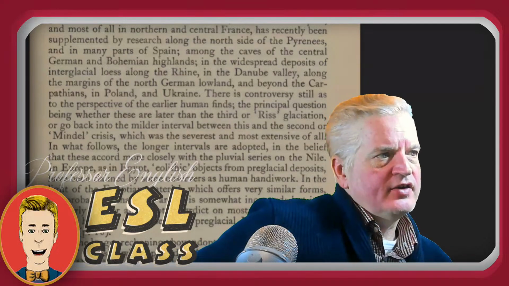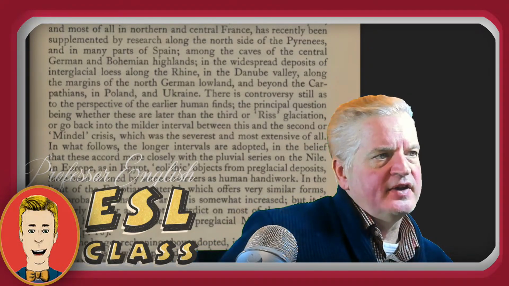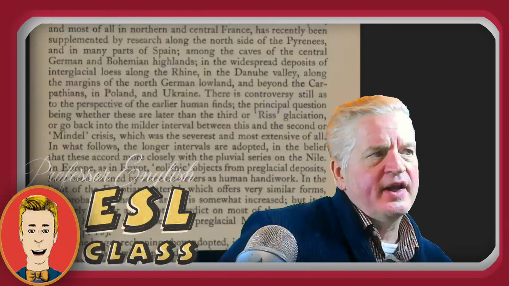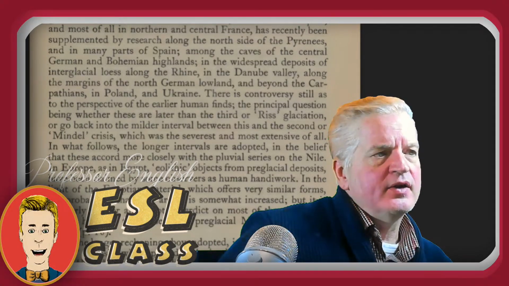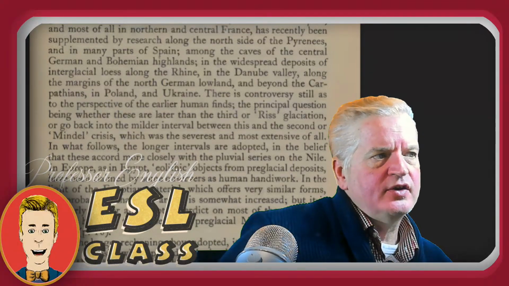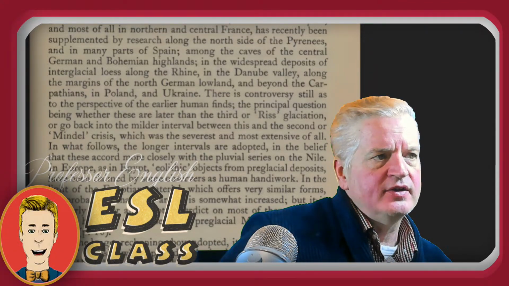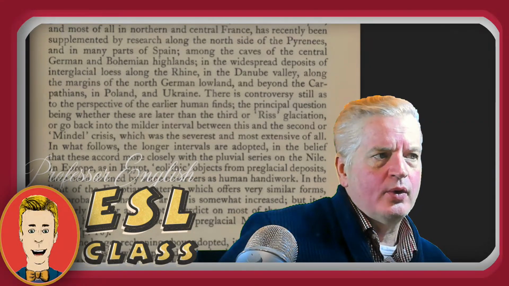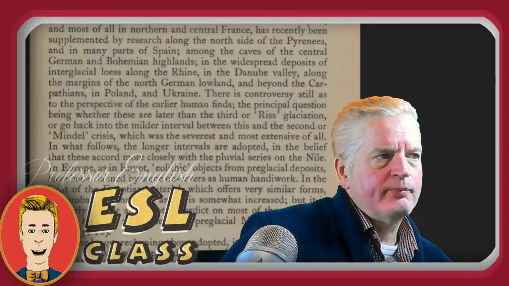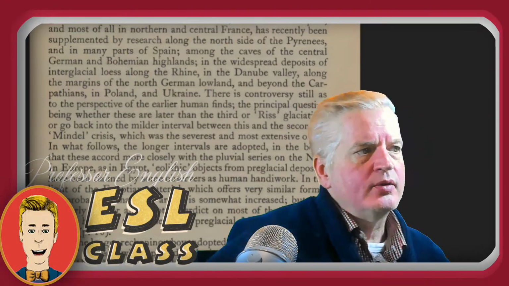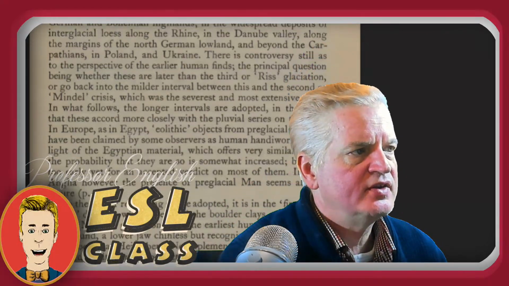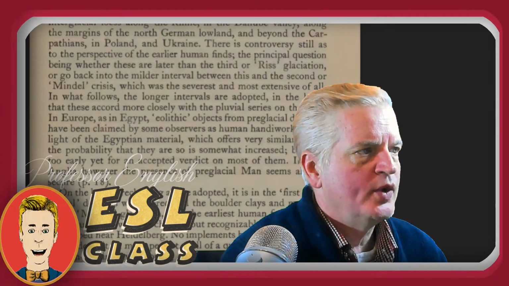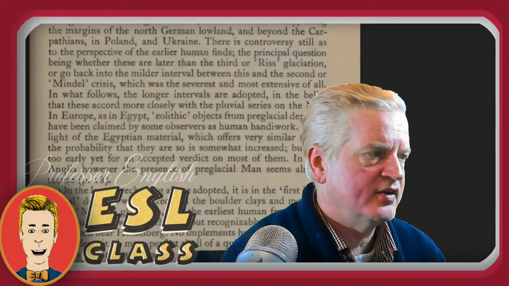Widespread deposits of interglacial loess along the Rhine and the Danube Valley, along the margins of the North German lowland, and beyond the Carpathians in Poland and Ukraine. There is controversy still as to the perspective of the earlier human finds, the principal question being whether these are later than the third or Riss glaciation, or go back into the milder interval between this and the second or Mindel crisis, which was the severest and most extensive of all.